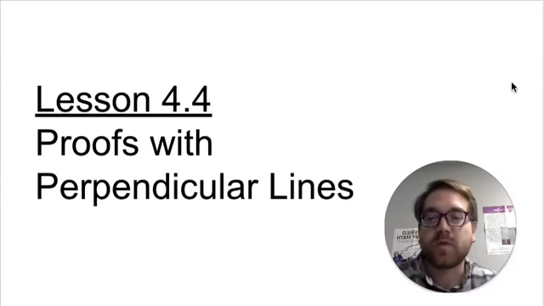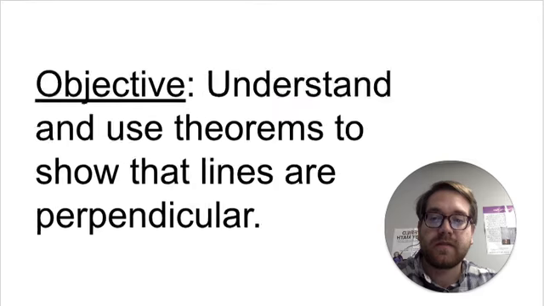This is lesson 4.4, concerning proofs with perpendicular lines. We won't be doing any formal proofs, but our main objective is understanding and using theorems to show that lines are perpendicular. So when given a figure or some sort of image, do we know the correct theorems or ideas that help us show that these lines are perpendicular, or that these lines are parallel?